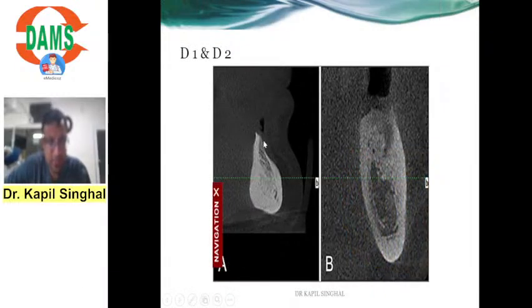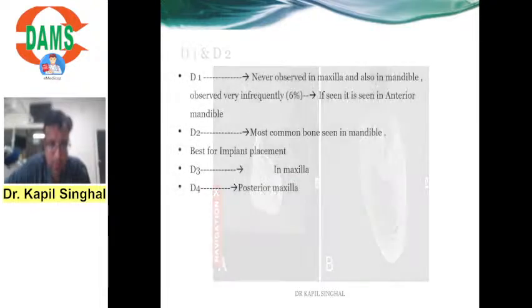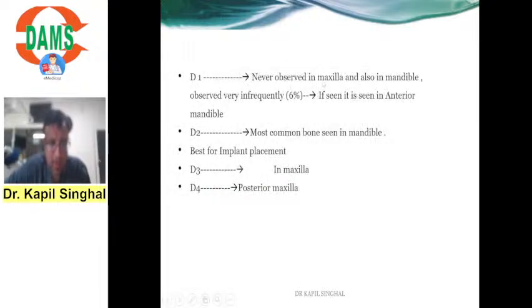If you see this picture, these are sagittal views of a CBCT section of the mandible. इसमें देख लो पूरा रेडियो ओपेक दिख रहा है. This is D1 bone. In this everything is radio opaque. In the center there is radiolucency. This is D2 bone. So D1 bone is never observed in the maxilla. It is only seen in the mandible in the anterior symphysis region in only 4 to 6% of the cases, not much. Most of the mandible is D2 bone and D2 bone is the best bone for implant placement. It is not the D1 bone.